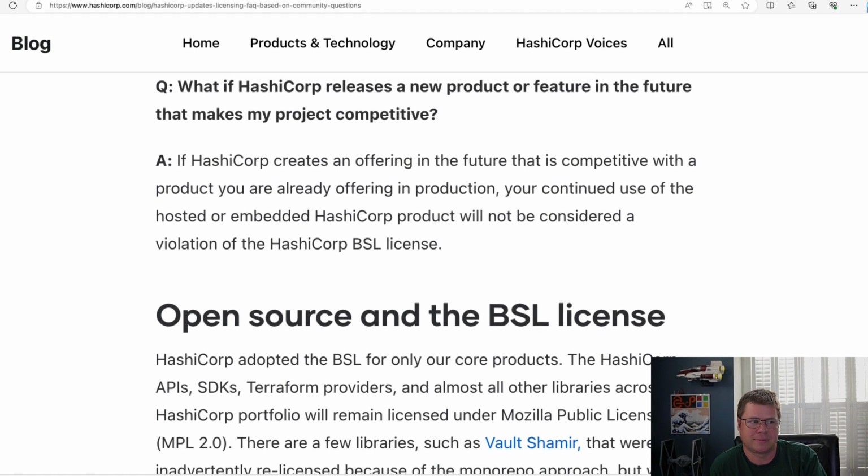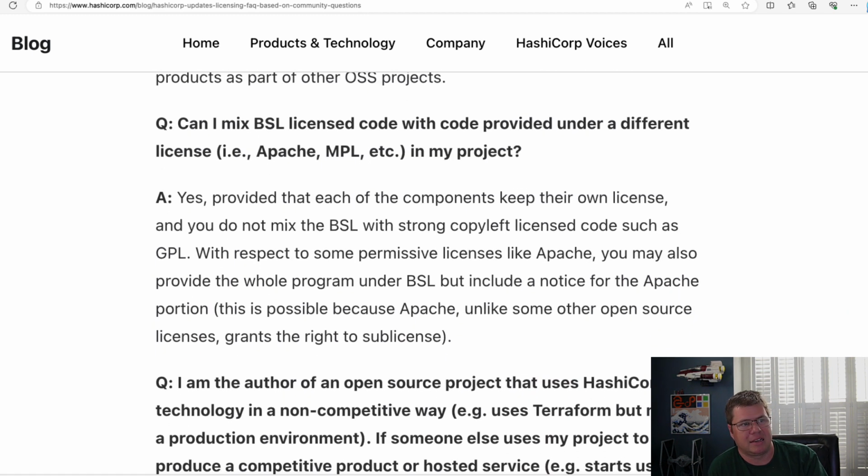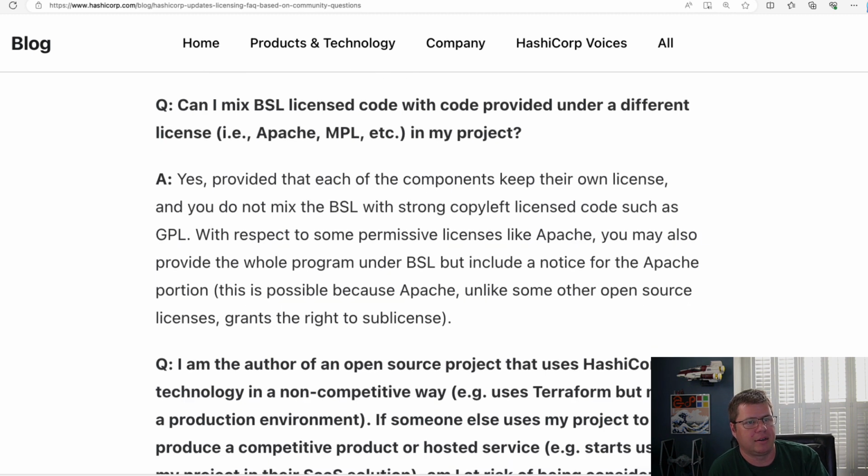Anyways, can I mix the BSL license code with code provided under a different license? Yes, you can, provided that each of the components keep their own license and you do not mix the BSL with strong copyleft license code such as GPL. With respect to some permissive licenses like Apache, you may also provide the whole program under BSL, but include a notice for the Apache portion.